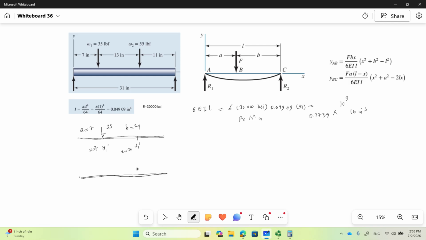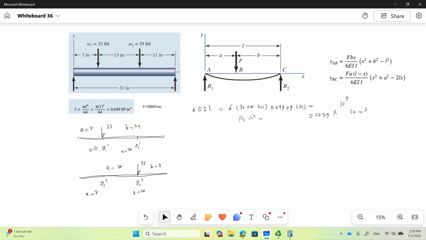Then the force is here, 55. So this time A is 20, B is 11. So deformation at this left gear, I'm going to this time call it y1 double prime. I'm going to call this one y2 double prime. So at this point x equals 7, and on this guy x is again 20.